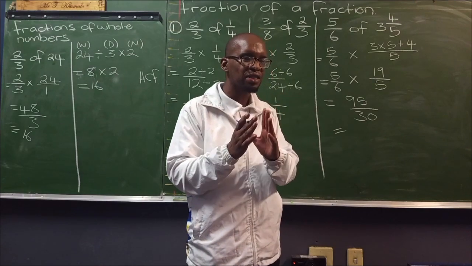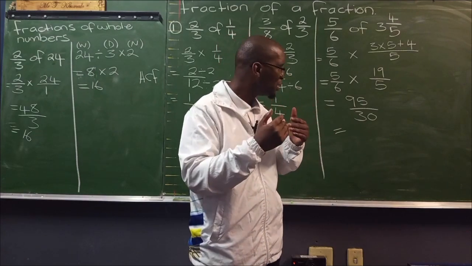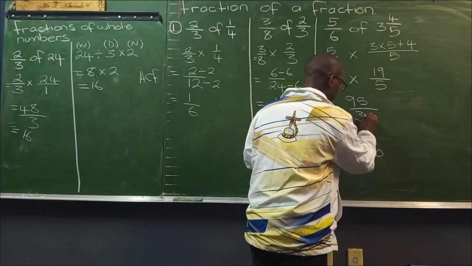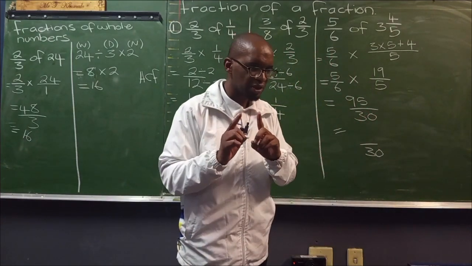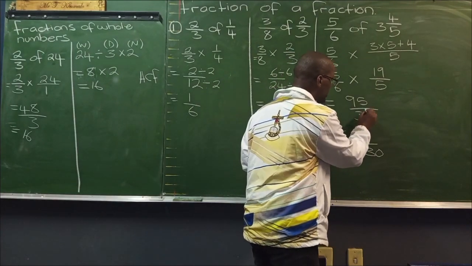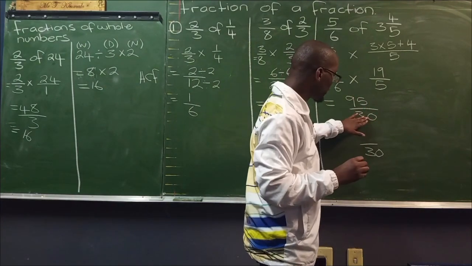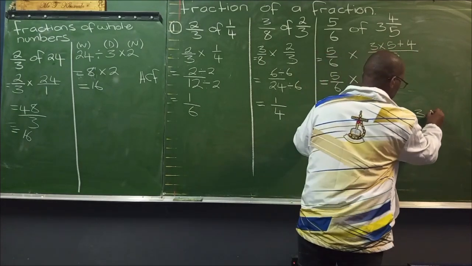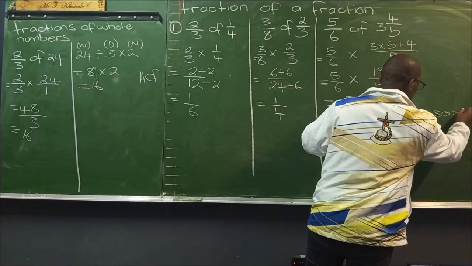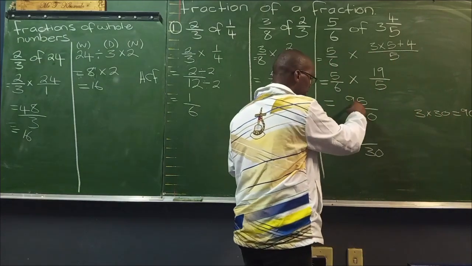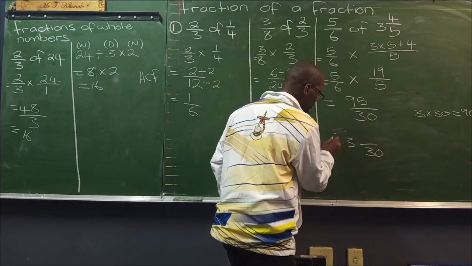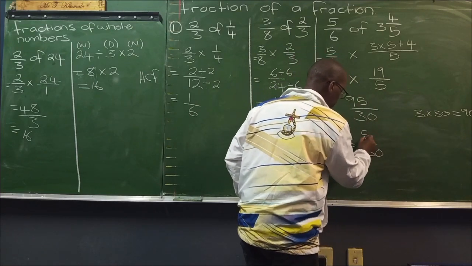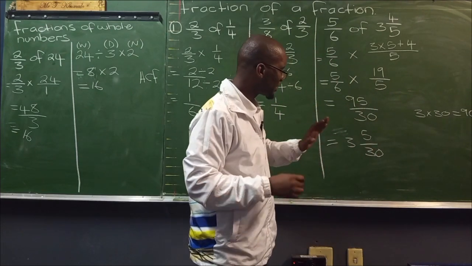So then to simplify our answer, we have to write it as a mixed number. So how do we do that? First of all, the denominator is going to stay the same. And then you ask yourself, how many times does 30 go into 95? So 30 divides into 95 3 times. So that is 3 times 30, which is 90. 95 minus 90 would give you 5. So on top, you write the number that is remaining.